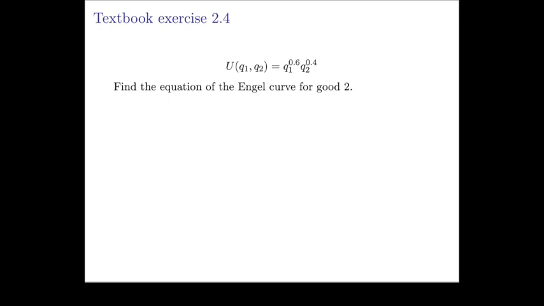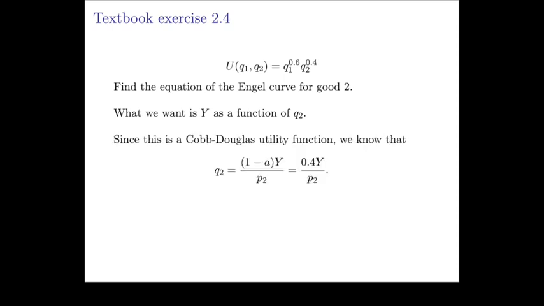Textbook exercise 2.4. The question gives us a utility function, which is a Cobb-Douglas utility function. The utility of q1, q2 is q1 to the 0.6 times q2 to the 0.4. It asks us to find the equation for the Engel curve for good 2. So what we want to find is y as a function of q2.